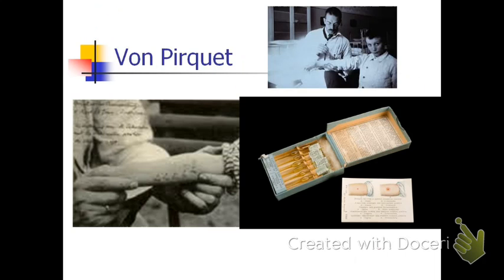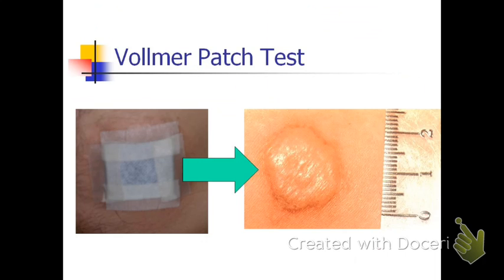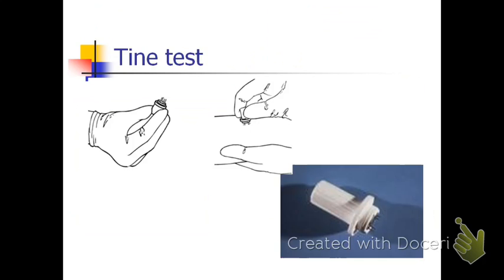So, this is the von Pirquet test. Okay, the same positive result. Then the Vollmer patch test, a gauze or a tape is being placed. Then you see the result 24 to 48 hours after. Then the tine test. The tine test here is a multi-prong inoculation, which means that there are several sharp ends here, and it will be inoculated into the patient. So the same result as the Mantoux test.